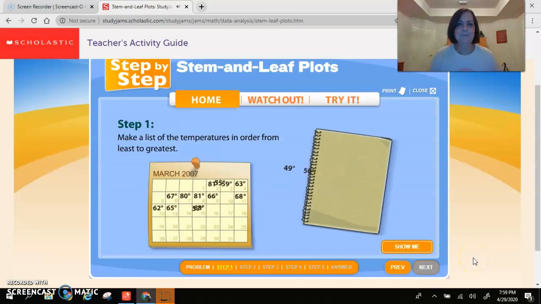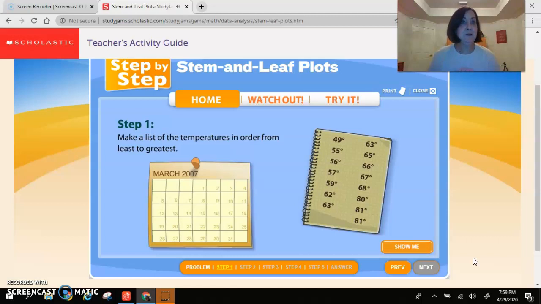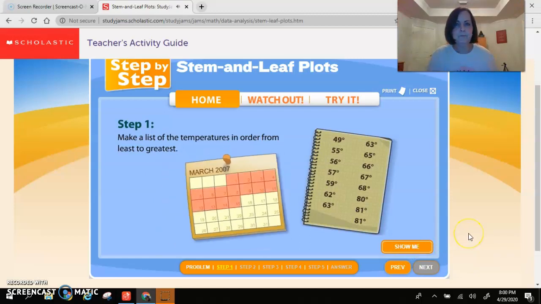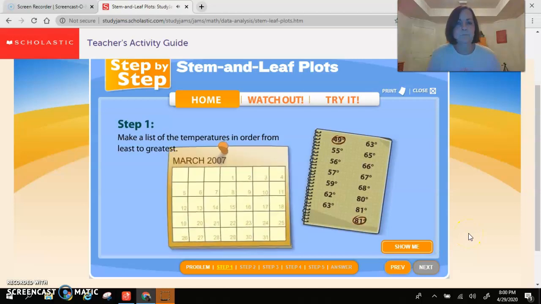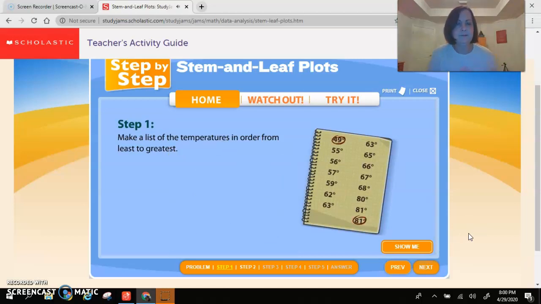First, make a list of the temperatures in order from least to greatest. One thing we've been learning with our dot plot and our frequency table is it's always a good idea to organize your information first before you put it into a frequency table, a dot plot, or even a stem and leaf. So they have organized it in least to greatest order. In 15 days, the temperature has swung from the 40s to the 80s. So she has enough data to cover 15 days' worth of temps.